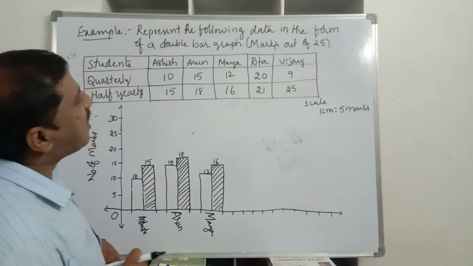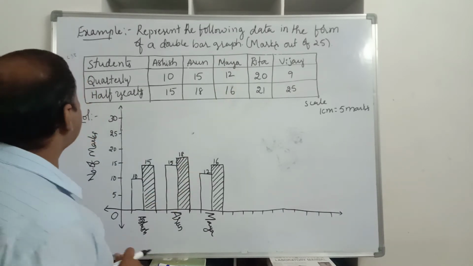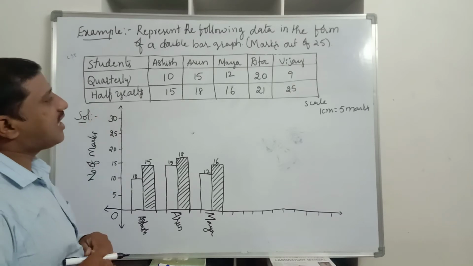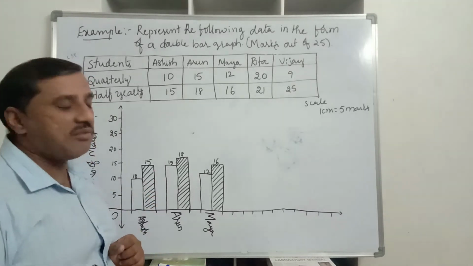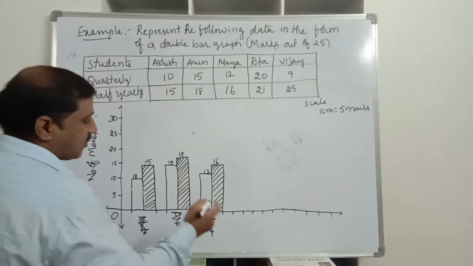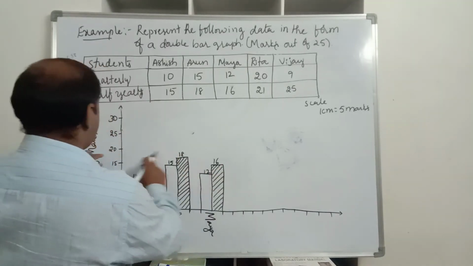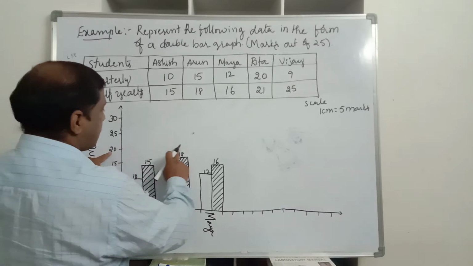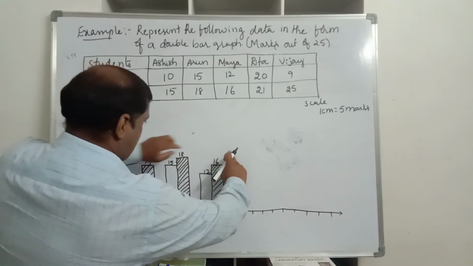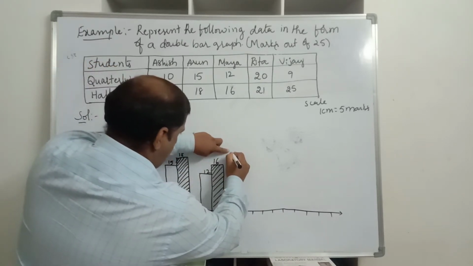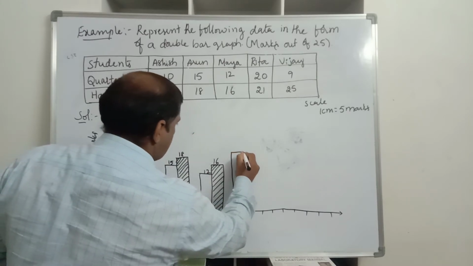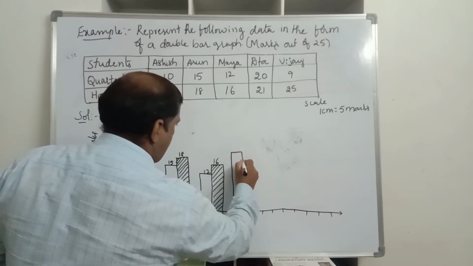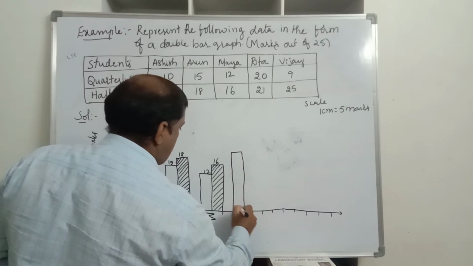Next, Rita. Rita scored 20 marks in quarterly and in half yearly it is 21 marks. See, there is little improvement, only 1 mark she improved. So leave one space, and for Rita it is 20 marks. So this will represent 20 marks exactly here, and draw a line like this. So this will give us what? Marks scored by Rita in quarterly.